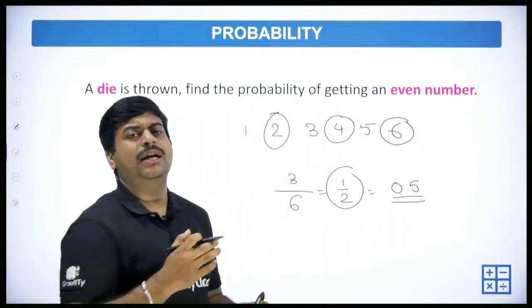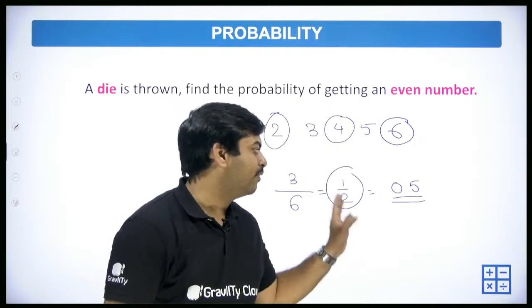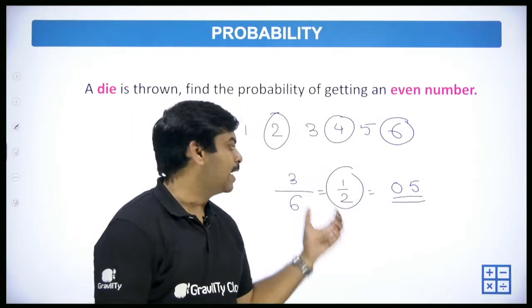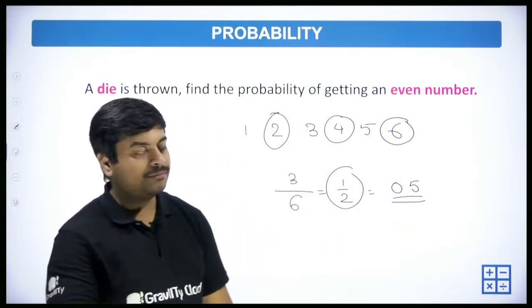In general, we always represent probability as a fraction or a decimal. Both are correct. That's not a mistake. Sometimes you write 1 by 2, sometimes you write 0.5.